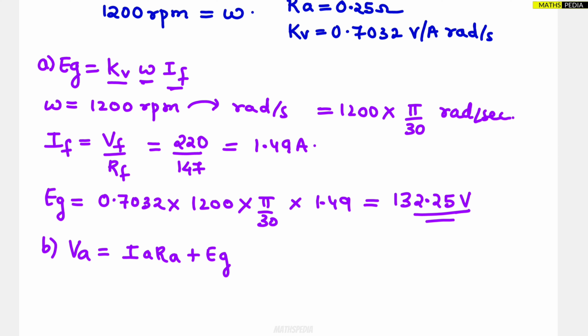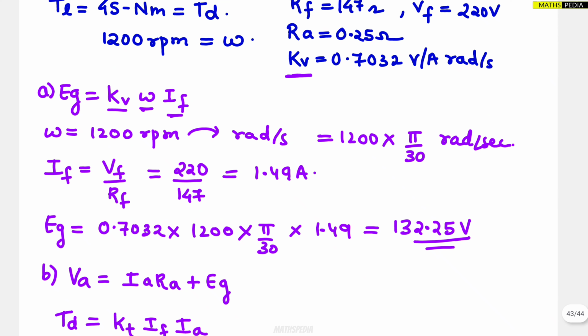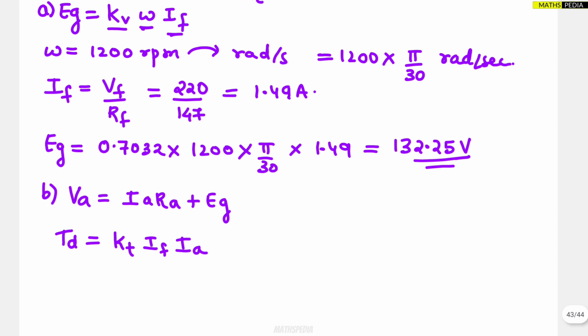How to find the armature current? In order to find it, we have to basically go for the torque equation. So remember, the developed torque, which is TD, is equal to KT into IF into IA. This is the formula. KT is the torque constant, like we are having the voltage constant here, right? This will be the same as the torque constant. So this particular thing you remember. Next, in place of KT, I can write KB also. So I will just write it as KB, because both will be the same, voltage constant and torque constant.